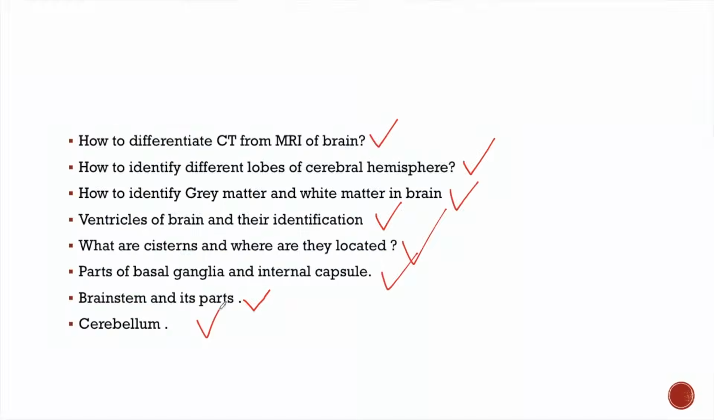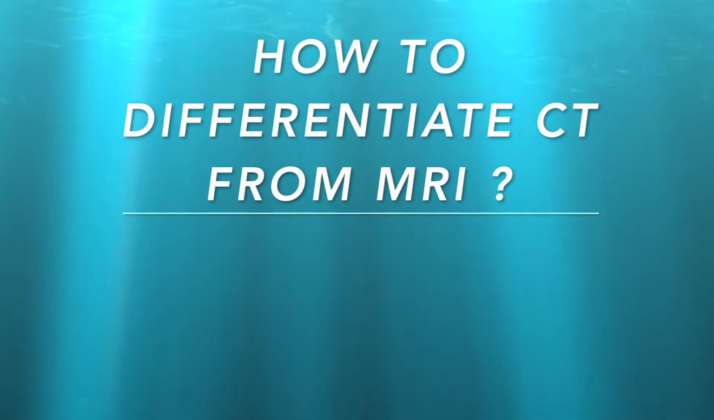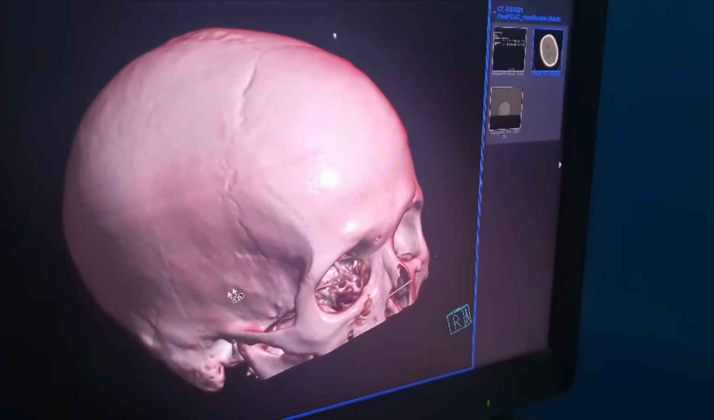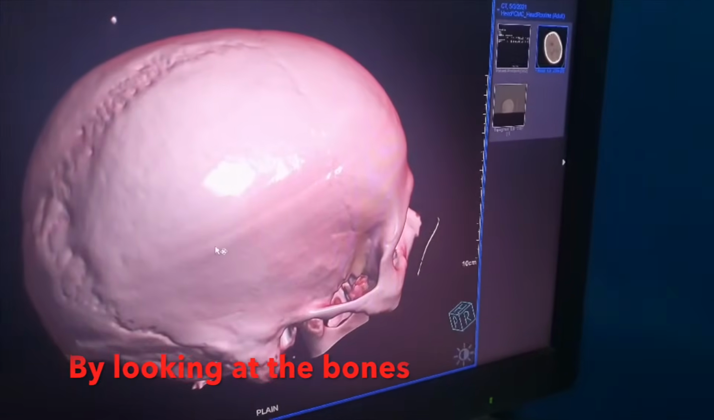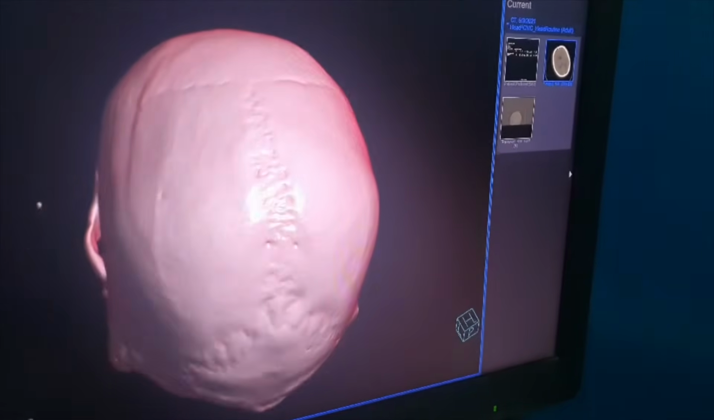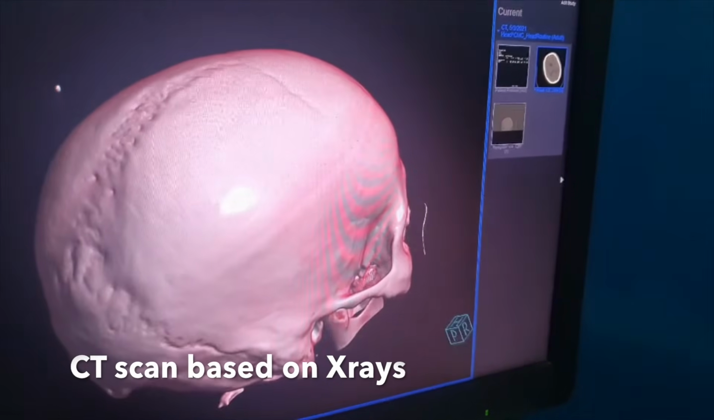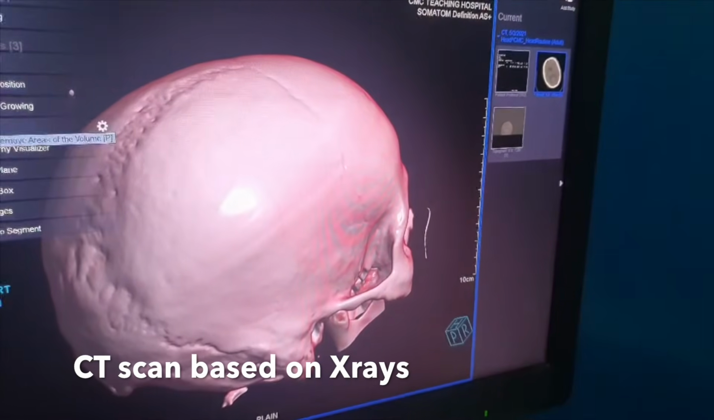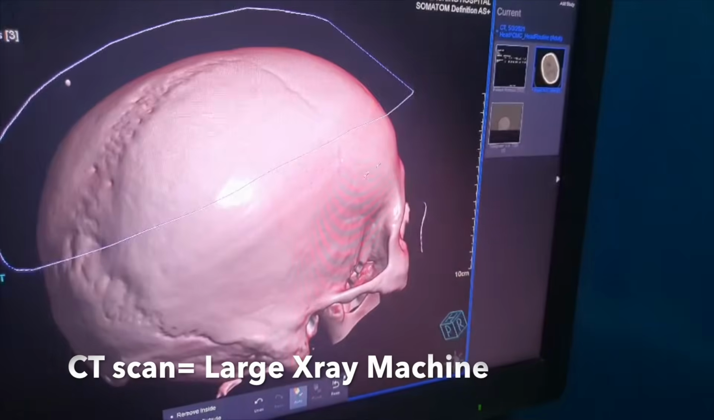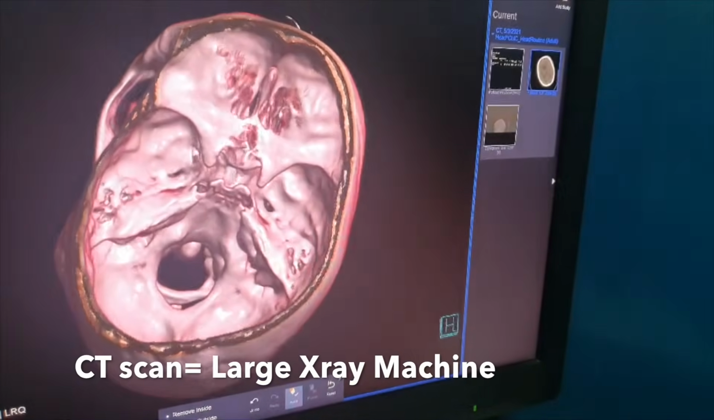Welcome to Radio Clinics. How do we differentiate CT from MRI of the brain? CT scan can be differentiated from MRI of the brain by looking at the bones. Since CT scan is actually based on X-rays, which means that CT scan image forms in a similar manner to the working principle of X-rays. CT scan machine is actually a large X-ray machine in itself.